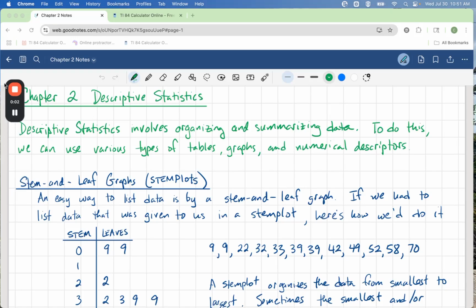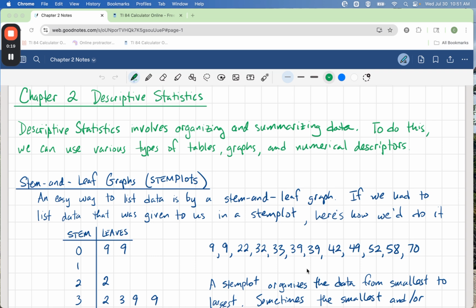Hi everyone, welcome to chapter 2 of Intro to Stats. We are going to talk about descriptive statistics today. It involves organizing and summarizing data. To do this, we can use various types of tables, graphs, and numerical descriptors.